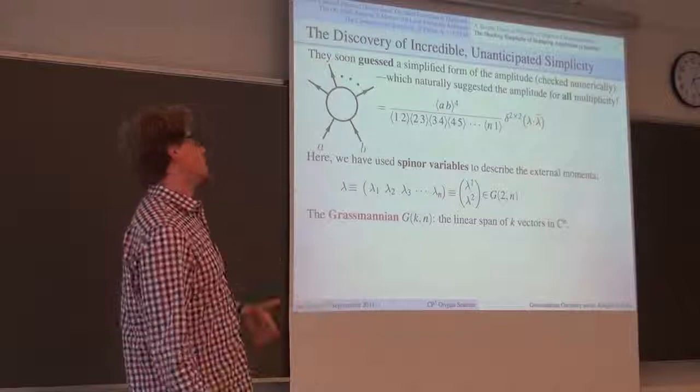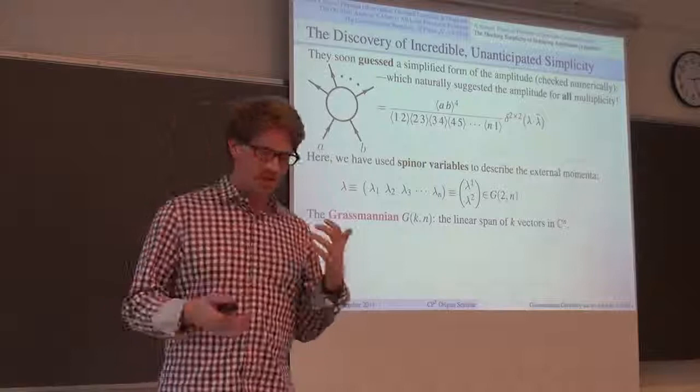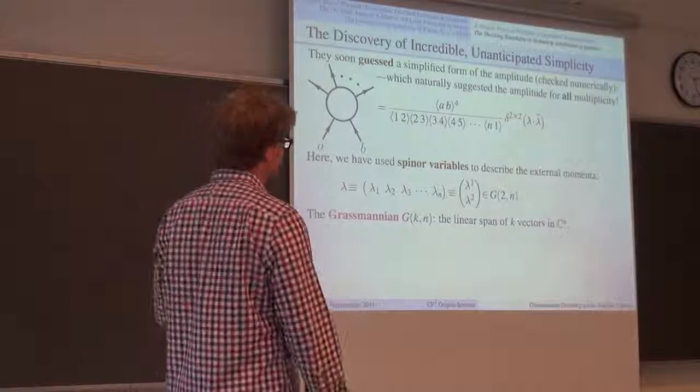Said another way, it's the span of these two vectors in n dimensions. And the span of k vectors in any number of dimensions is a first example of a space that I hope you'll become very familiar with, called the Grassmannian of k-planes in n dimensions. You can always think of this concretely as a k by n matrix modulo GL(k).